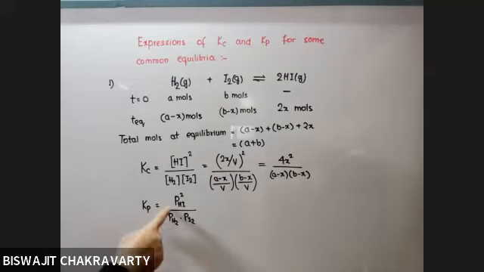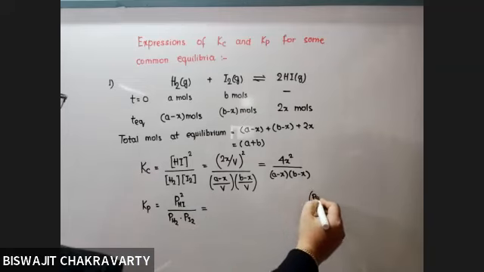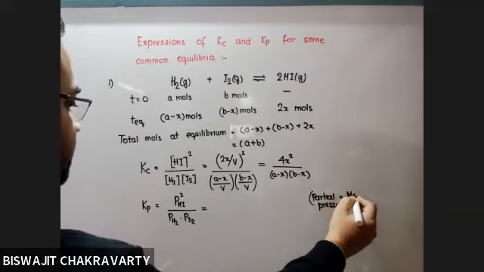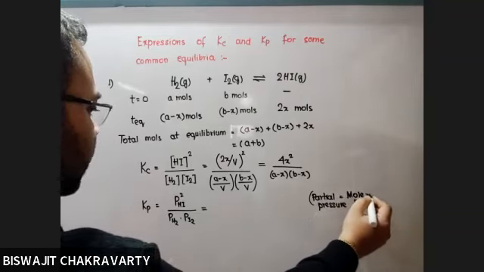That means all three gases at equilibrium are exerting pressure together. The pressure exerted by HI in presence of others will be called partial pressure of HI. The pressure exerted by H2 in presence of others will be partial pressure of H2. So likewise, partial pressure is calculated using the formula: partial pressure is equal to mole fraction into total pressure.